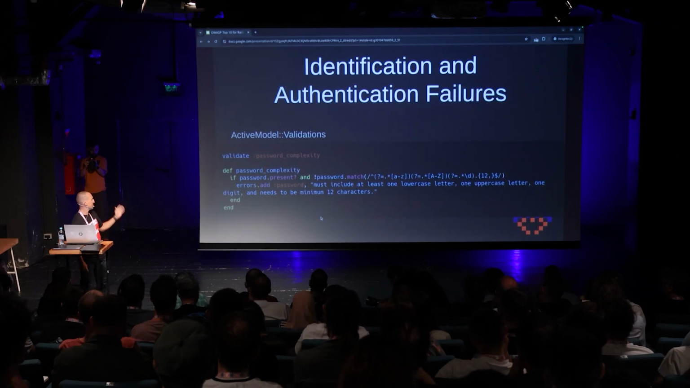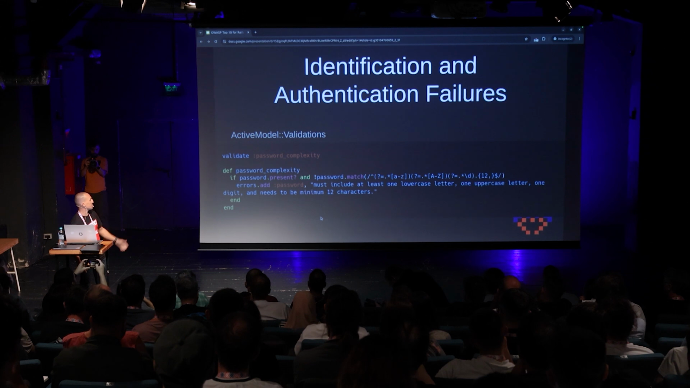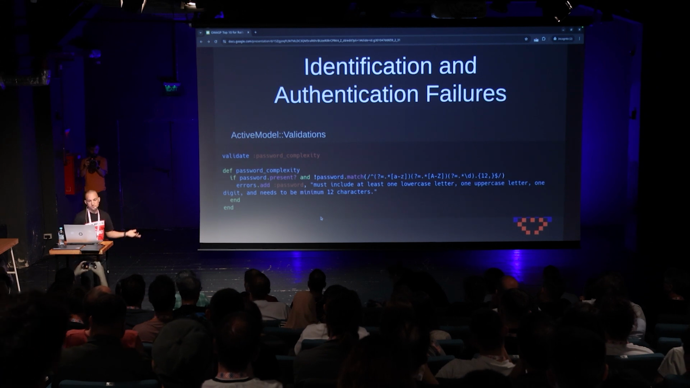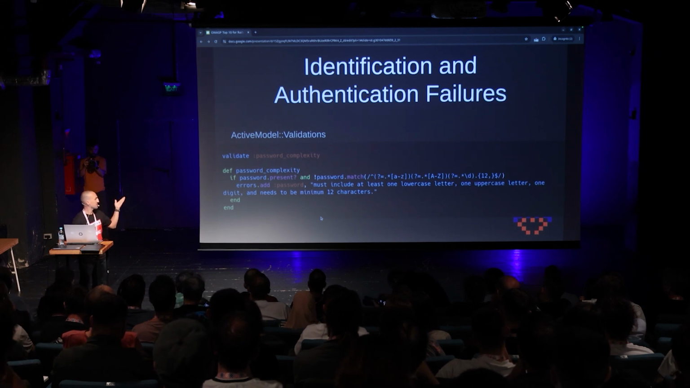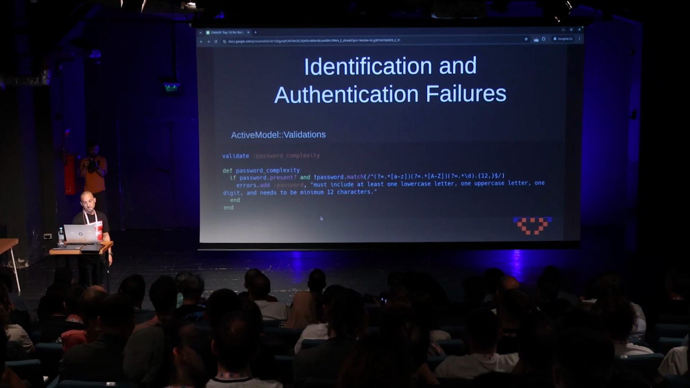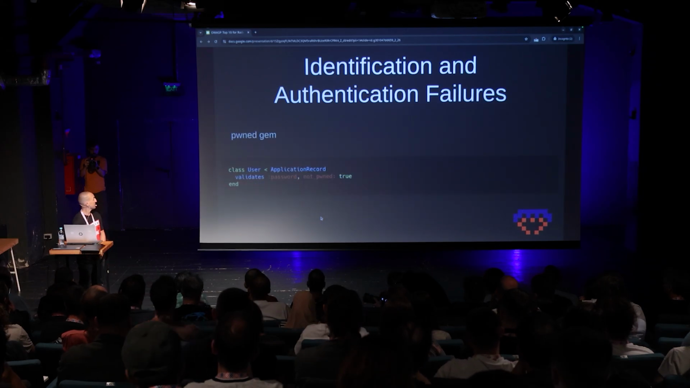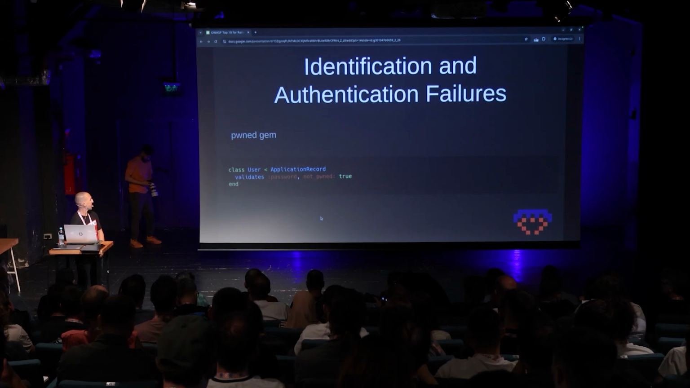For validations, super easy. Active Model validations, you can validate password complexity with a few lines with a regular expression, there are 10 different ways to do the same. And for leaked passwords, you can use a gem called Pwned, which uses the Have I Been Pwned API. It's a one-line change in your code base, really simple, and then your customers won't be able to sign up or change their password to something which was in a data breach.